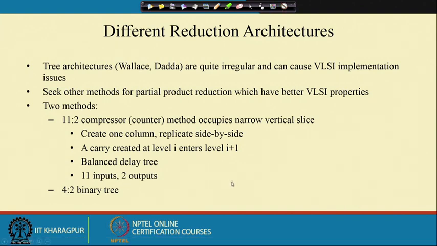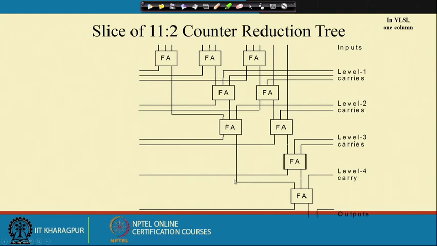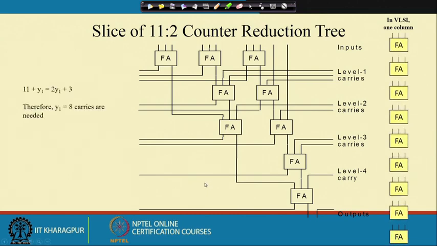So, if I just look at the corresponding architecture, the inside of this 11:2 compressor, at that time you see that the cells are coming like this.